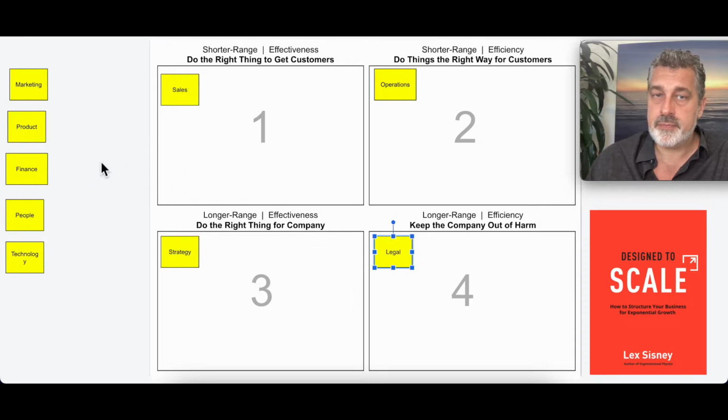Quadrant 4. Okay. I'm not worried that this is neat. Just notice I'm using functional names. I'm not using titles. I'm not using individual people's names. Okay. Now let's get to something more interesting.